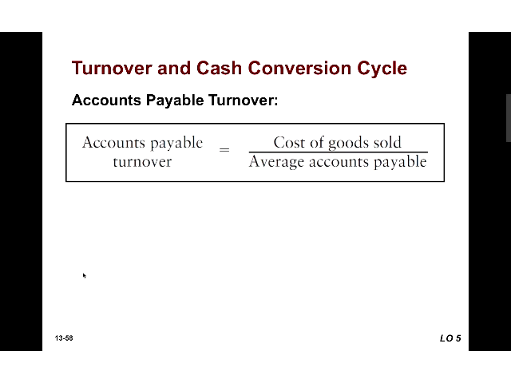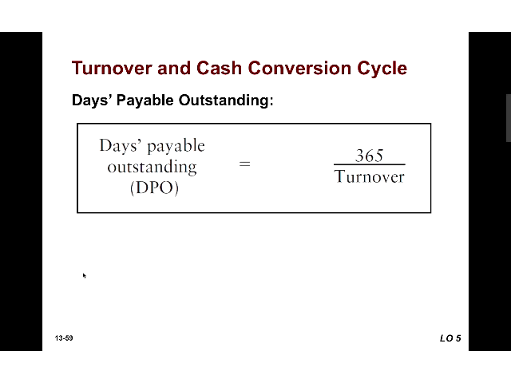Okay, and you're gonna see these formulas again coming up. Accounts payable turnover is cost of goods sold divided by average accounts payable. Again, that word average means you're going to take beginning of the year and end of the year and divide by 2, if you're given both. Okay, and then we have days payable outstanding: on average, how many days it takes us to pay our own invoices.